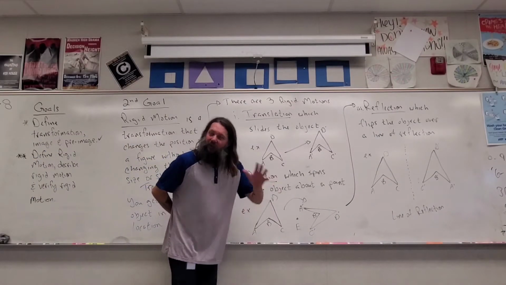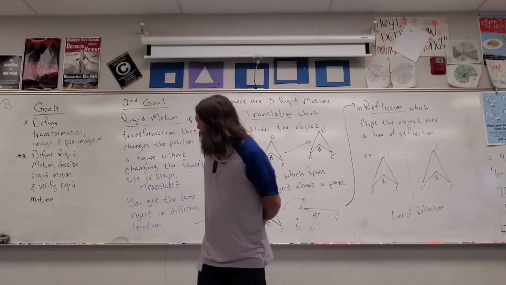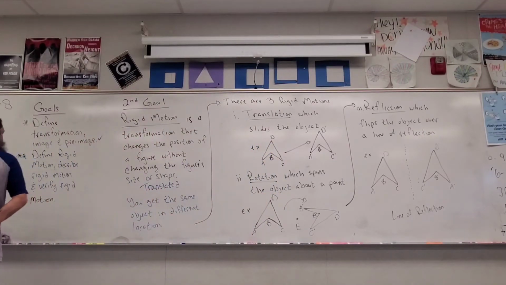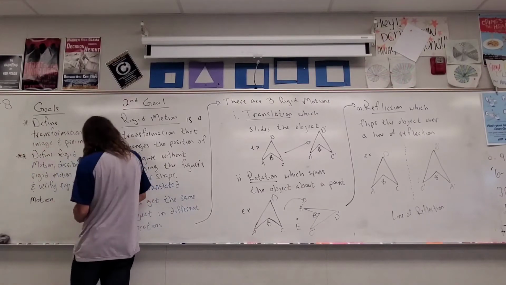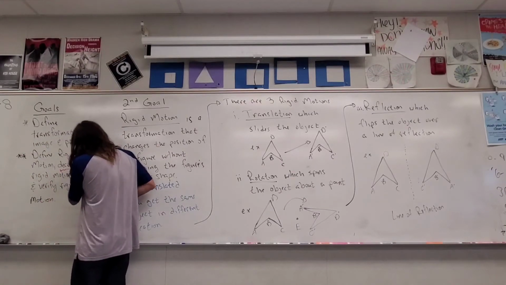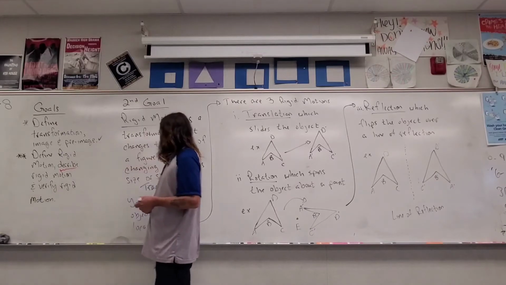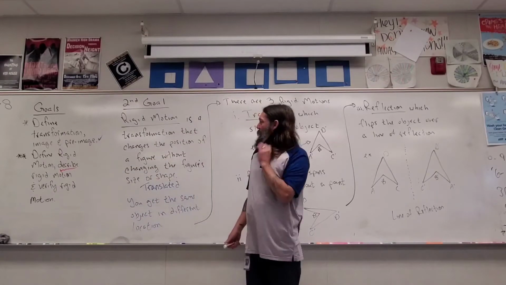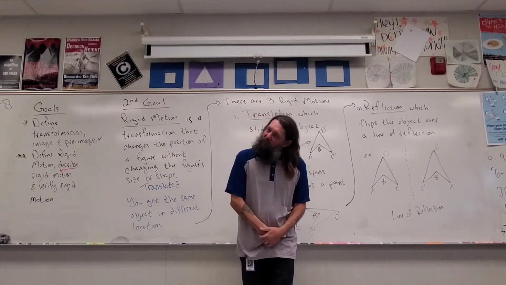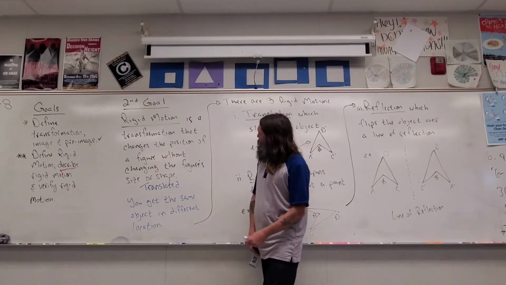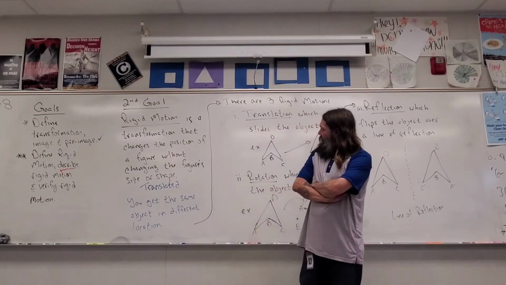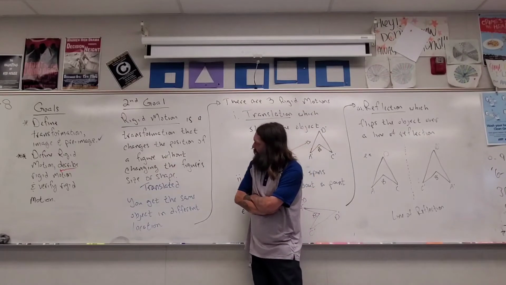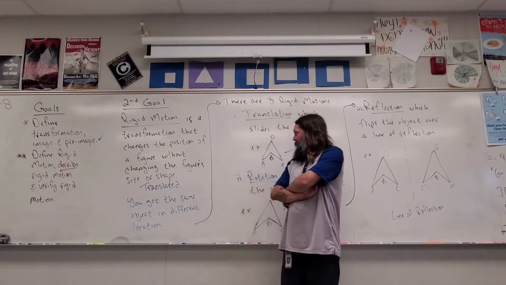I'm back. So we're moving on to our second goal, and our second goal is to define rigid motion, describe rigid motion and verify rigid motion. So we're going to define, and we'll describe a little bit of that. So rigid motion is a transformation that changes the position of a figure without changing the figure's size or shape.